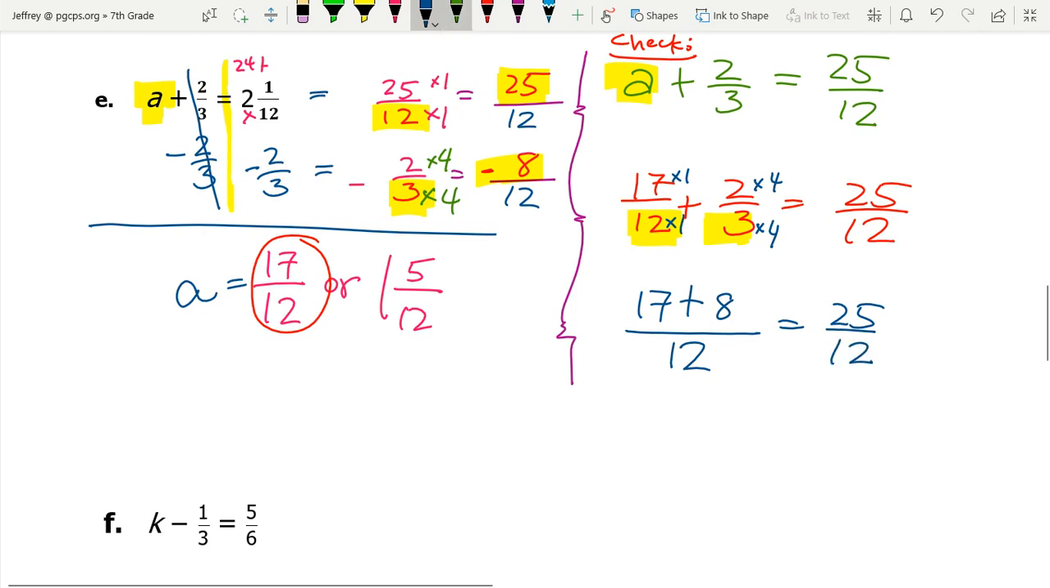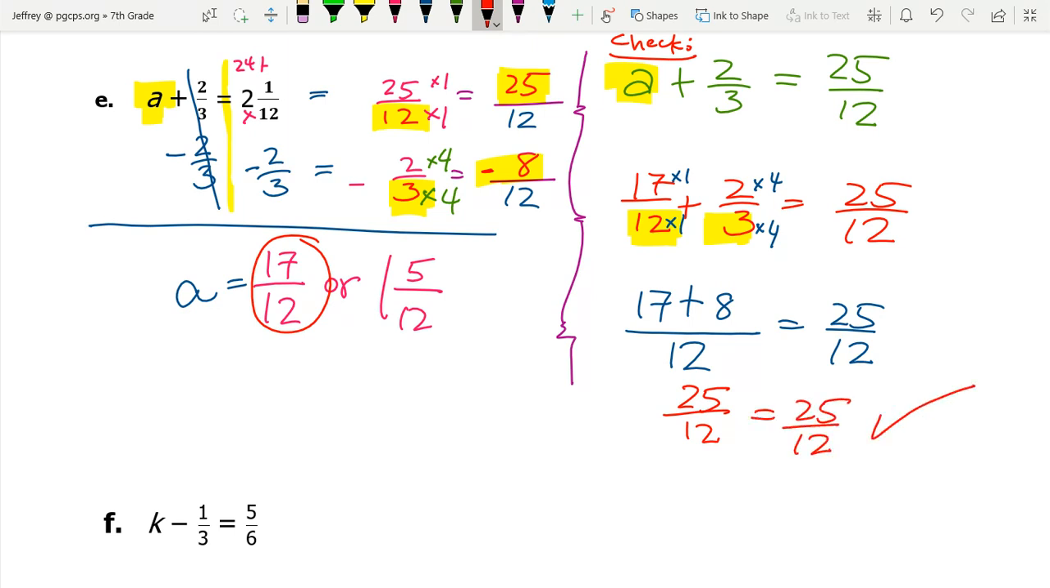Now what's 17 plus 8? Would that give you 25? Absolutely. So 17 plus 8 will give you 25 over 12, which is equal to 25 over 12. And your answer is absolutely correct. So review your adding fractions as well if you have a hard time doing this, okay?